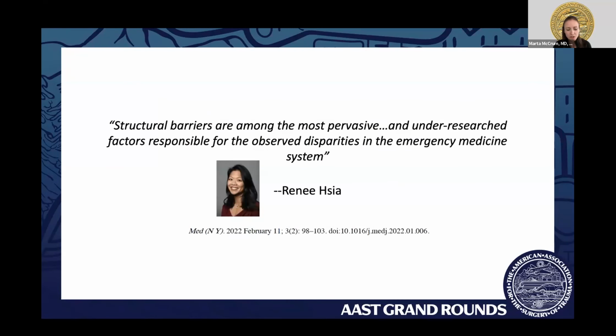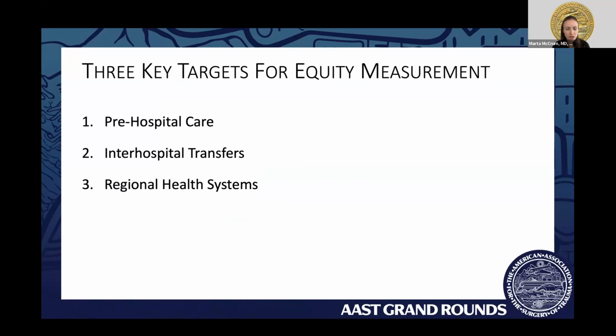And health system structure becomes really important here. Renee Shaw is an emergency medicine physician and health services researcher at UCSF. And she wrote that structural barriers are among the most pervasive and under-researched factors responsible for the observed disparities in the emergency medicine system. And so in this discussion, I'm going to focus on three major health system targets for measuring equity in acute care surgery. First, pre-hospital care, secondly, inter-hospital transfers, and finally, regional health systems.